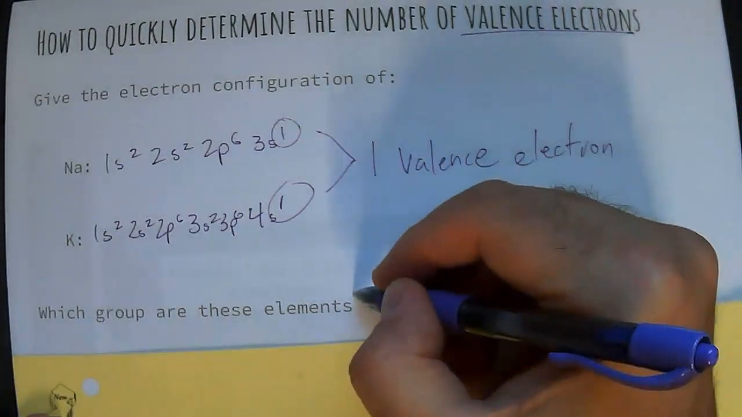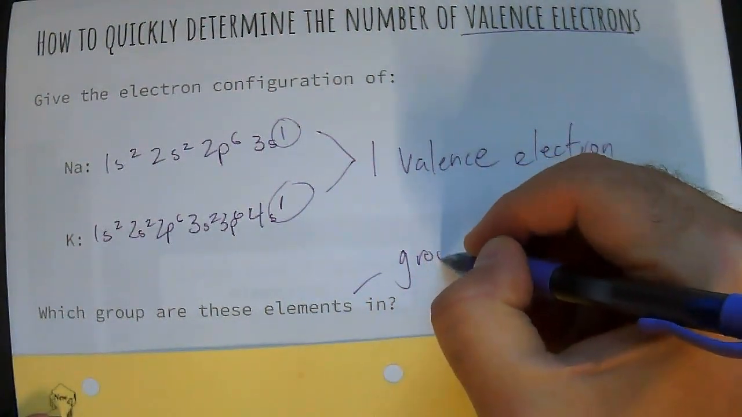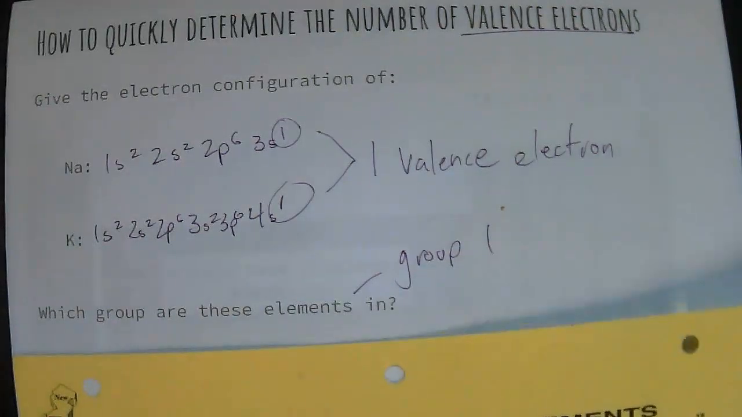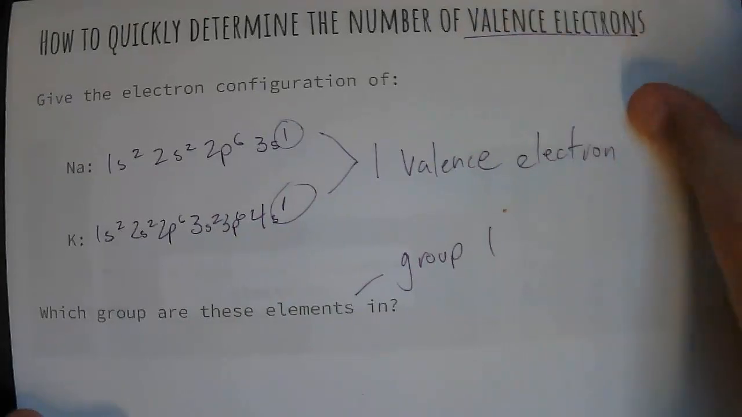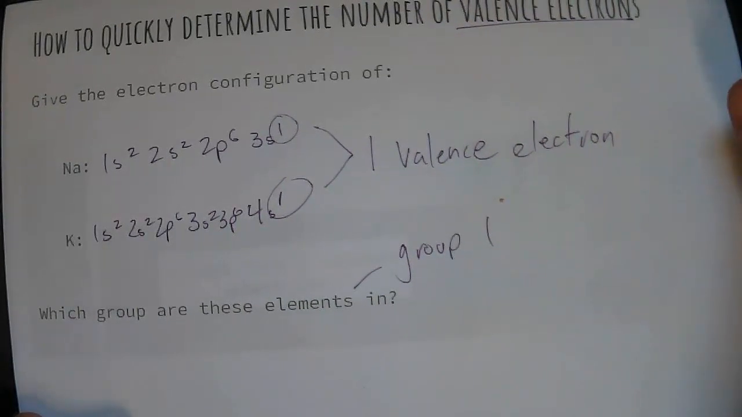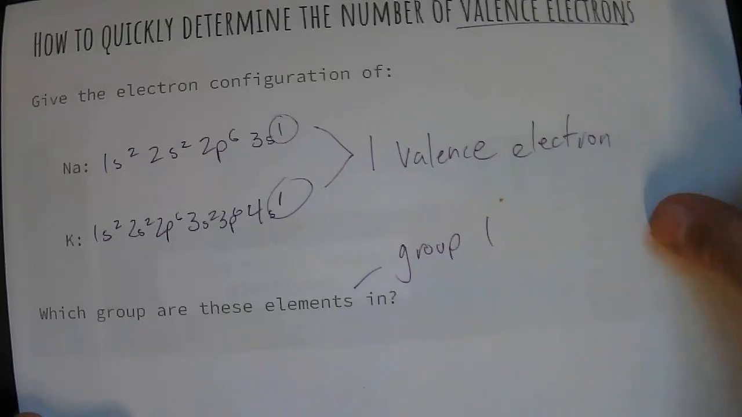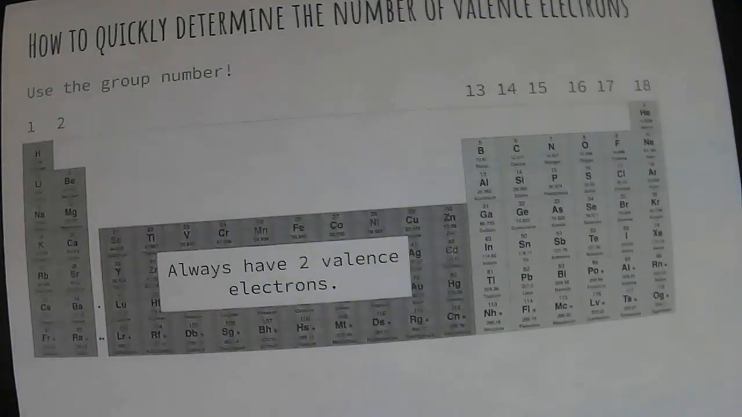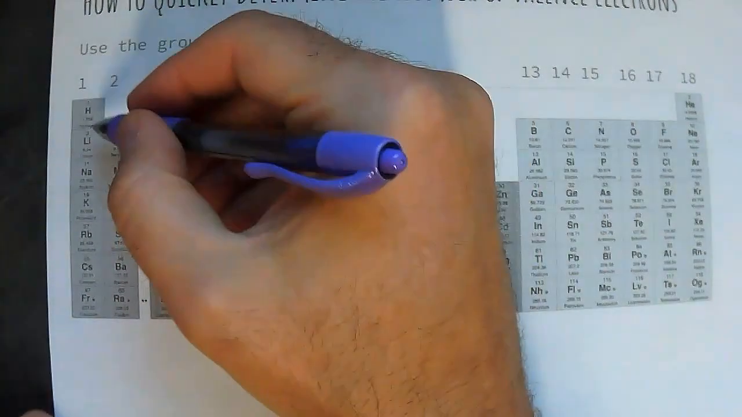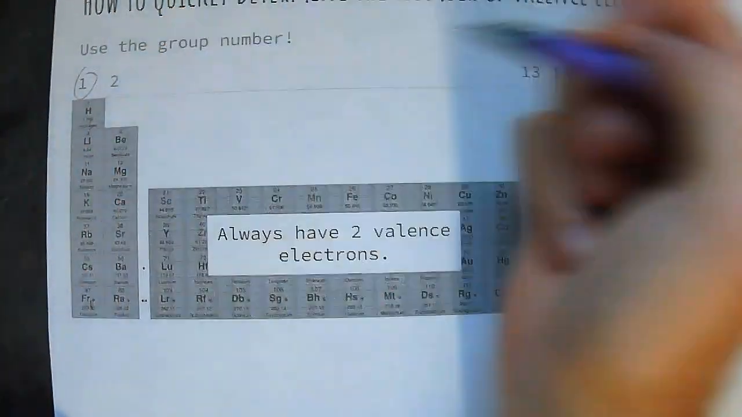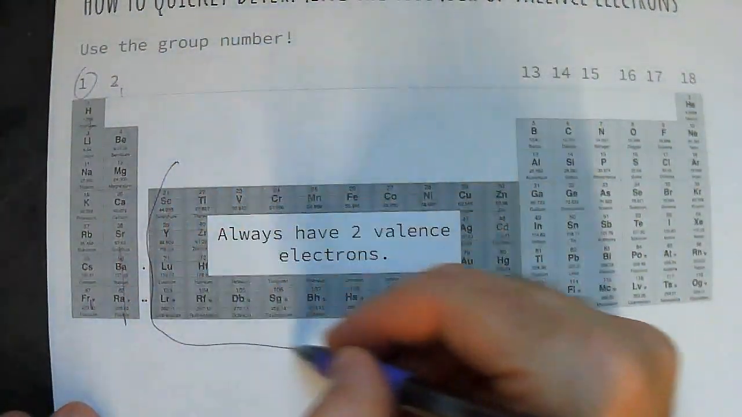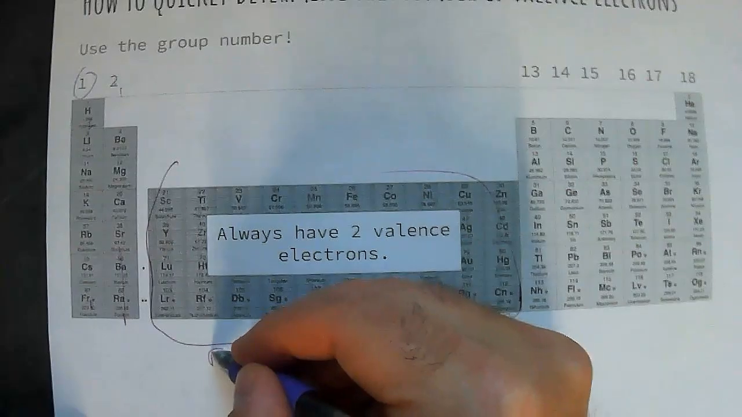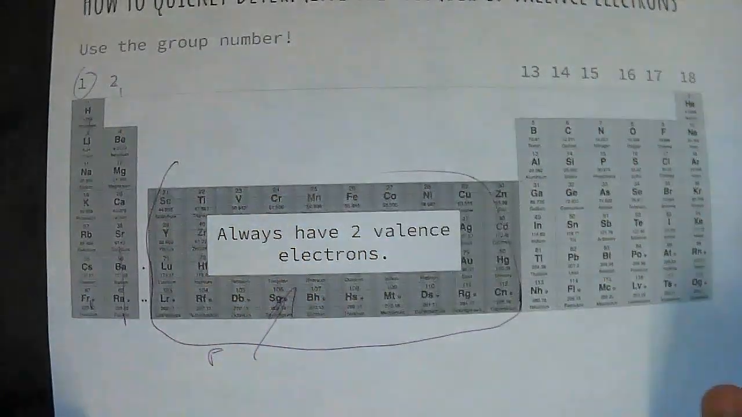They are actually also in group 1. I tried to allude to this when we did Bohr models and all this stuff. So group 1 has one valence electron. Here's how to quickly determine the valence electrons. If you're in group 1, it's going to have 1. If you're in group 2, you're going to have 2 valence electrons. All of these guys here and even the f block down below, they all have 2 valence electrons.